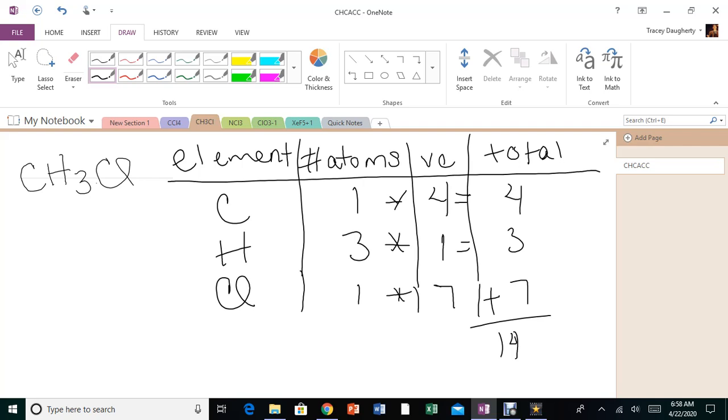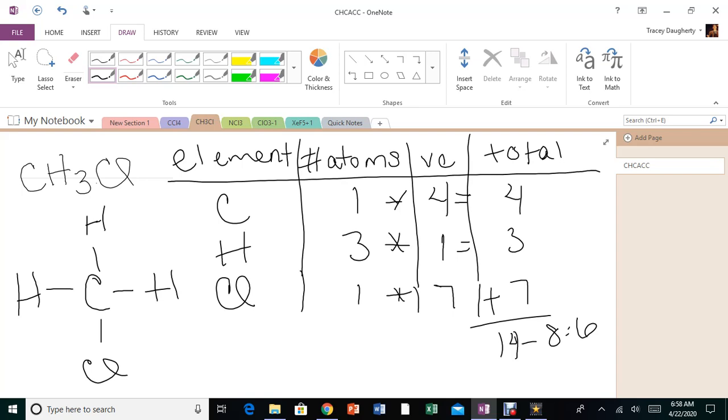So now we draw the Lewis structure, and if you have carbon, carbon is always in the middle. And we're going to surround that. I'm drawing the bonds already. And we have 3 hydrogen atoms surrounding the carbon and 1 Cl atom. I already drew the bonds, so each bond is worth 2 valence electrons. So we subtract 8 valence electrons from our 14 and get 6.